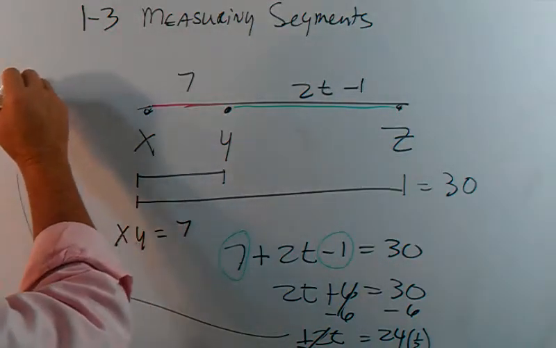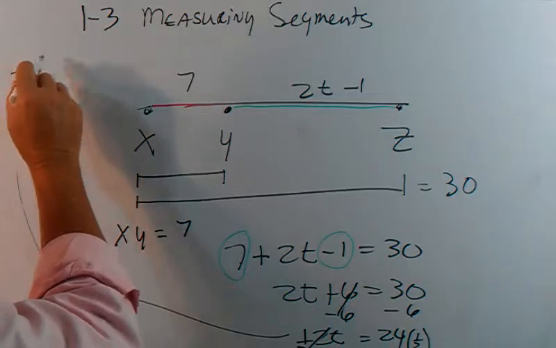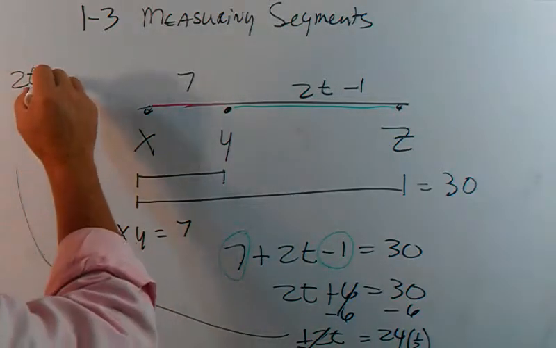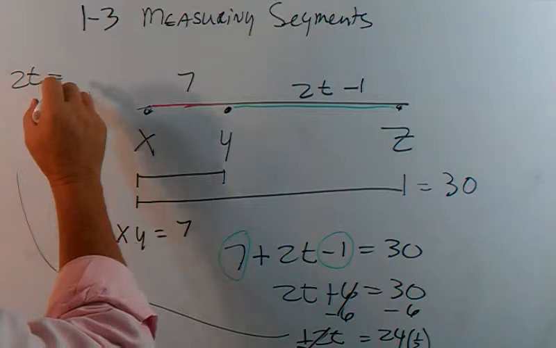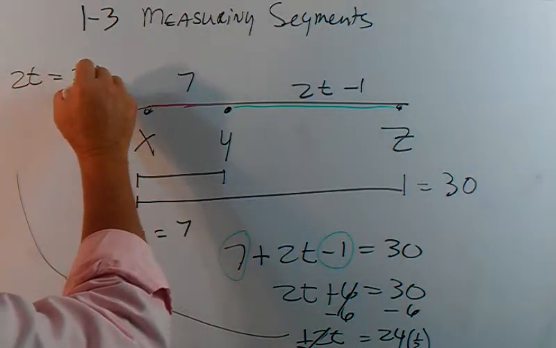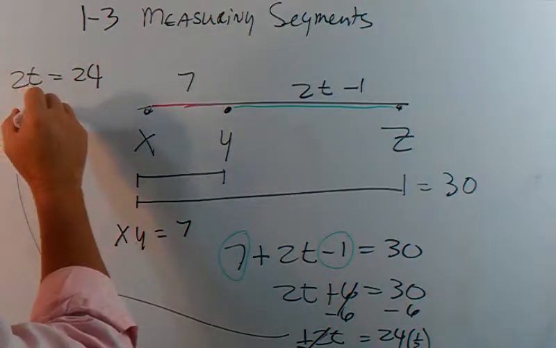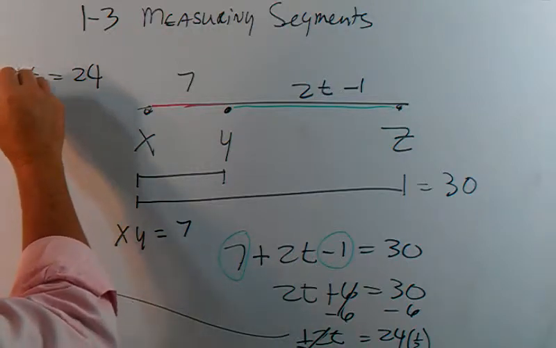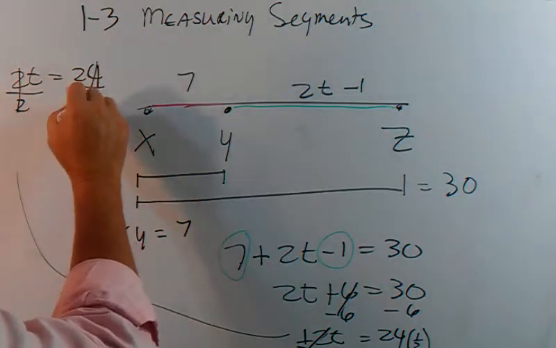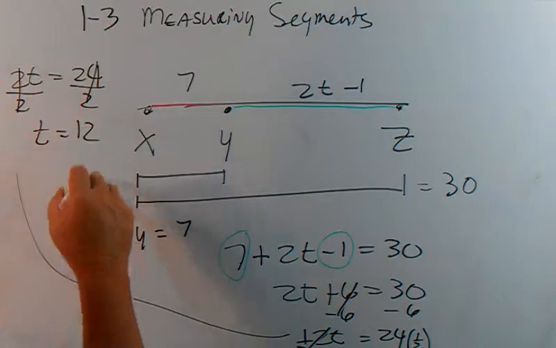We were left with 2t is equal to 24. And we need to solve for t, so we multiply. Let's just say we divide both sides by 2. So t is equal to 12.